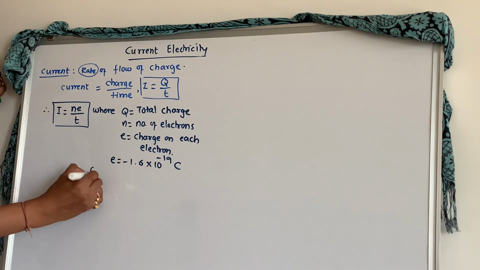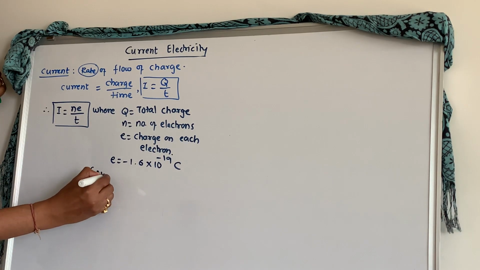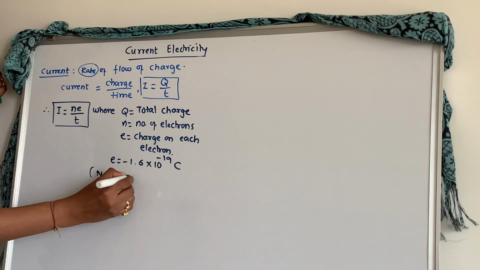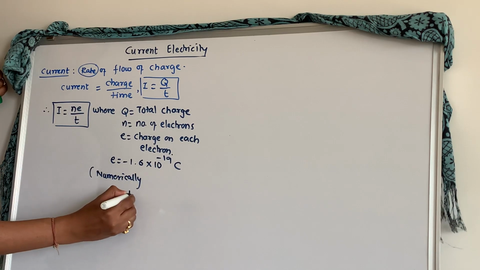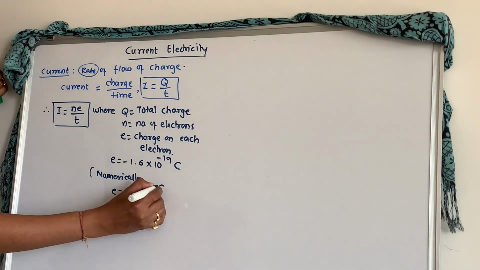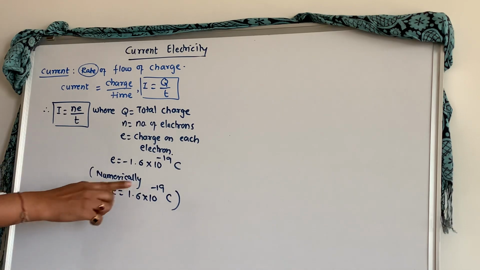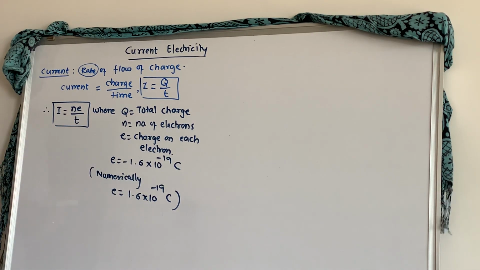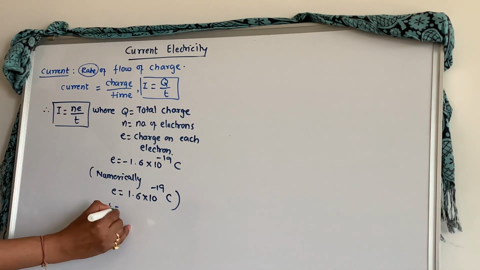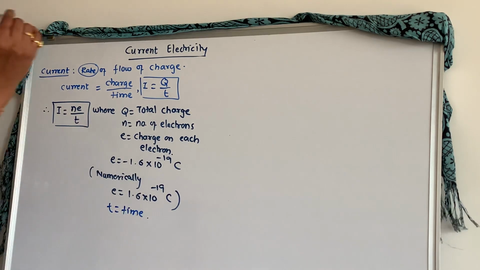But numerically, when we use this value in numericals, E is equal to 1.6 into 10 raised to minus 19 coulomb. And T, of course, is the time.